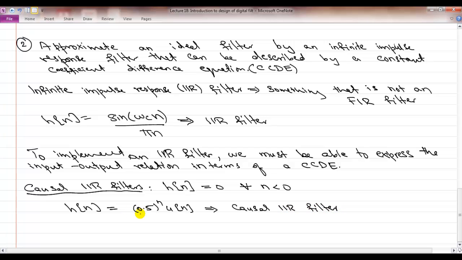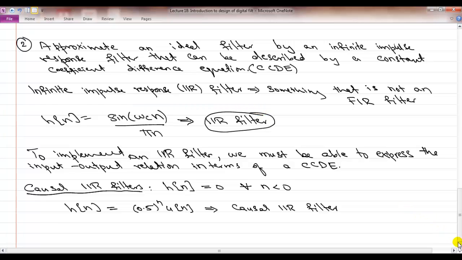Once again, this filter never becomes 0. For every little n, it has a non-zero value. It is 0 for n less than 0, but it keeps on going. So this is a causal IIR filter. This filter that we talked about earlier is also IIR, but it is non-causal. We could have made it causal by making it 0 for all n less than 0, but then its characteristics will change, and it will still not be implementable per se.